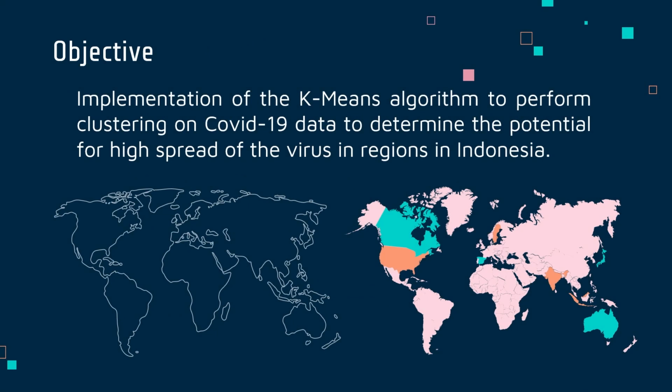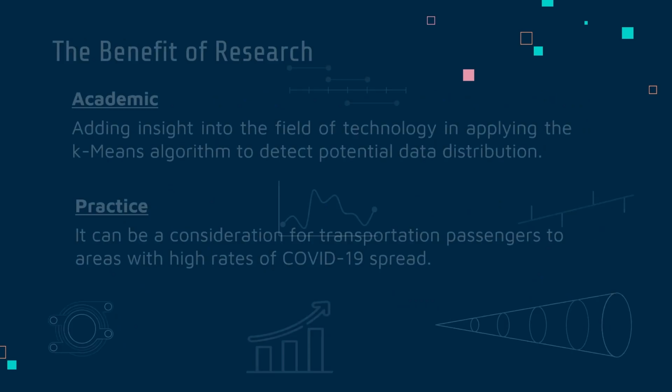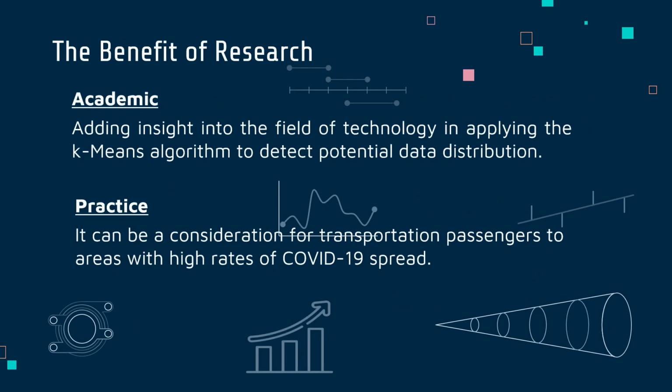Objective. Implementation of the K-means algorithm to perform clustering on COVID-19 data to determine the potential for high spread of the virus in regions in Indonesia. The benefit of research. For academic, adding insight into the field of technology in applying the K-means algorithm to detect potential data distribution. For practice, it can be a consideration for transportation passengers to areas with high rates of COVID-19 spread.